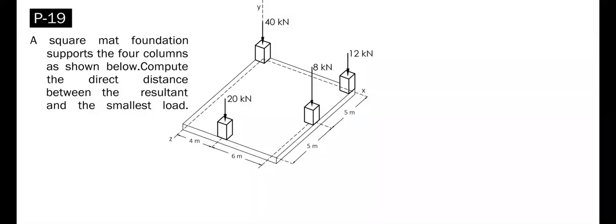In this problem, we are given a square mat foundation which supports the 4 columns as shown below. We are tasked to compute the direct distance between the resultant and the smallest load, which is this 8 kN force. And to solve this problem, we apply Varignon's theorem.